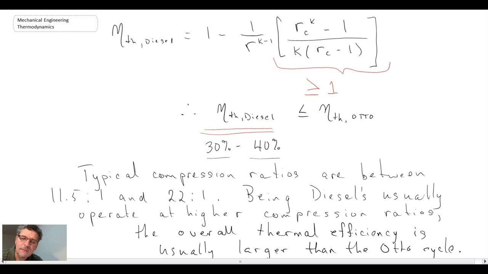Okay. So what we want to do now is we want to take a look at a video of a diesel cycle, and then what we'll do is we'll take a quick look at a comparison between diesel as well as Otto. So let's start by looking at the diesel cycle.